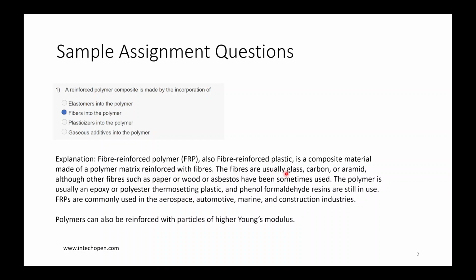The fibers are usually glass, carbon, or aramid, although other fibers such as paper or wood or asbestos have sometimes been used. The polymer is usually an epoxy or polyester thermosetting plastic, and phenol formaldehyde resins are still in use. So FRPs are commonly used in the aerospace, automotive, marine, and construction industries. Polymers can also be reinforced with particles of higher Young's modulus. So these can be either particles or fibers for making these reinforced polymer composites.